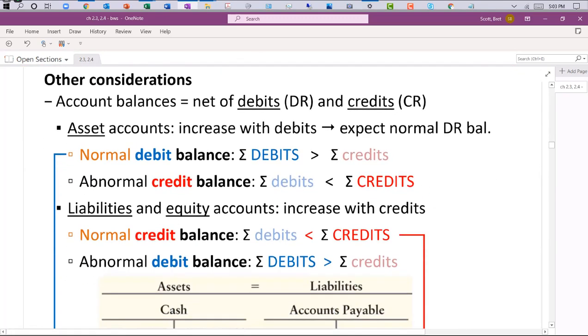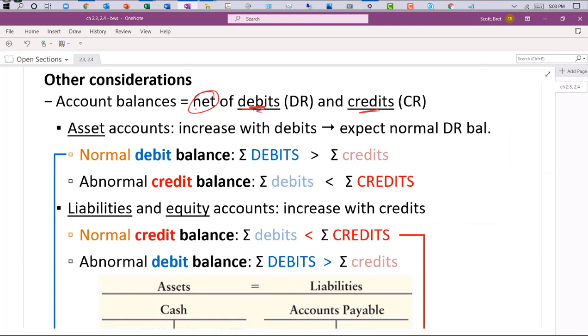Other things to keep in mind, account balances. We are talking about T accounts here, and accounts in general have a balance. So we usually start off with a beginning balance. We record the changes, left side, right side, debits on the left, credits on the right. The net of those, when we take the debits and the credits, we net those together to figure out, do we have a net debit balance or a net credit balance?